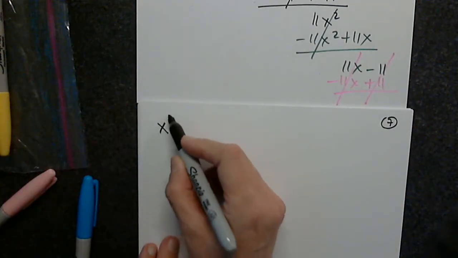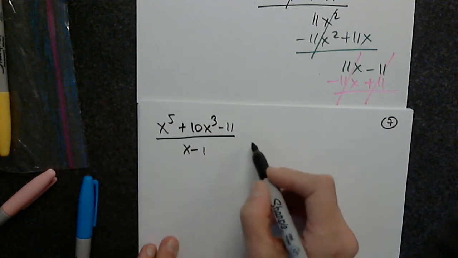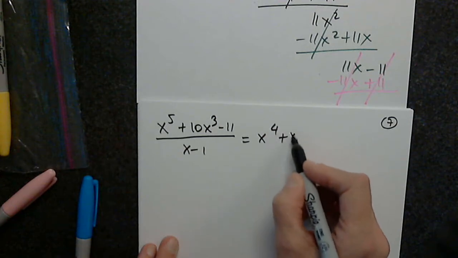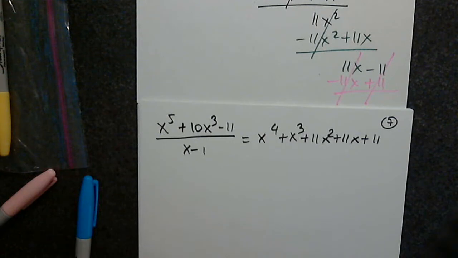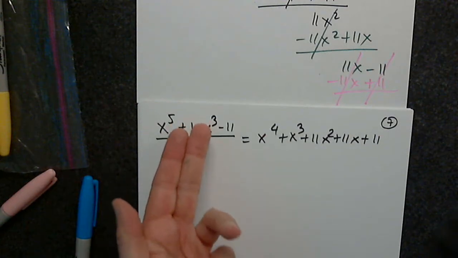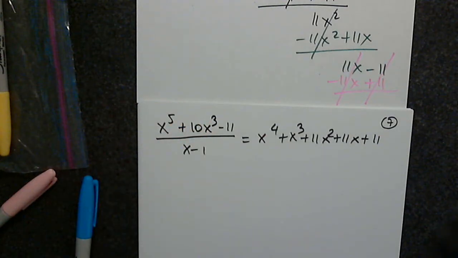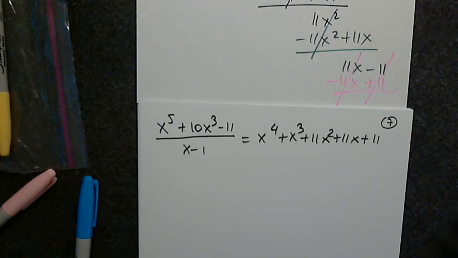of the division, x to the fifth plus 10x cubed minus 11 divided by x minus 1 equals x to the fourth plus x cubed plus 11x squared plus 11x plus 11. No remainder. Which means that x minus 1 represents what for the numerator, if there is no remainder? X minus 1 represents what for this quantity? Is a, I'm looking for a word, is a factor.